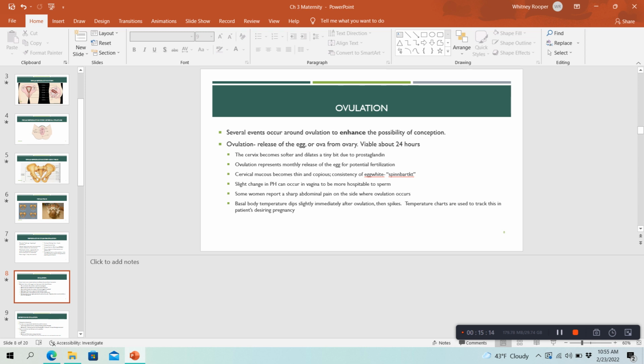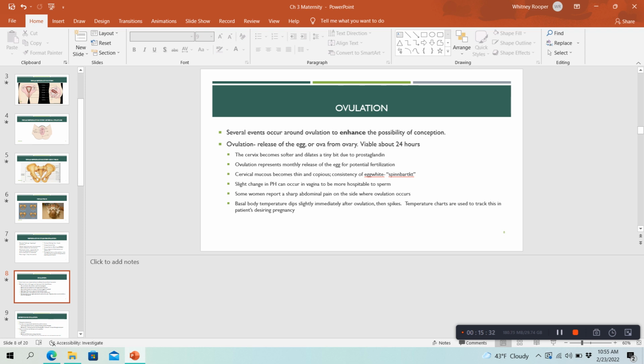Other things that happen, the cervix becomes soft and dilates just a tiny bit due to that prostaglandin, and that allows sperm to get into the cervix easier, because remember that cervix is the door, so it opens the door just a tiny bit so the sperm can get in better.